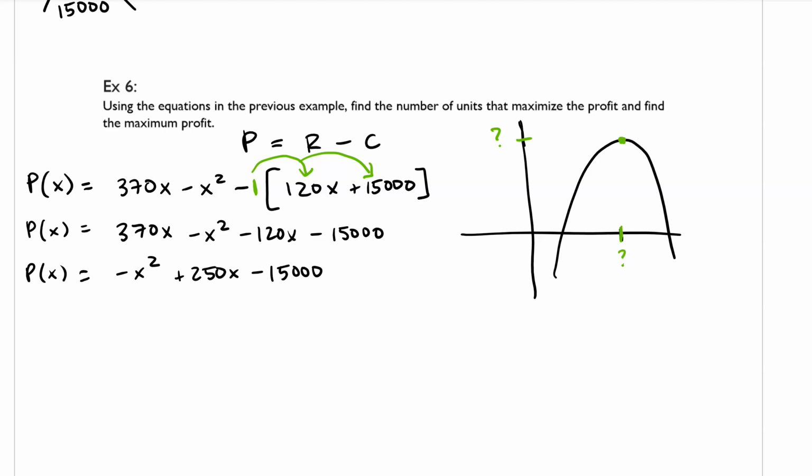So let's use the negative b over 2a. We know that's the x-coordinate of our vertex. So our b value would be 250, and our a value is -1. So that would be -250 divided by -2, which is 125.